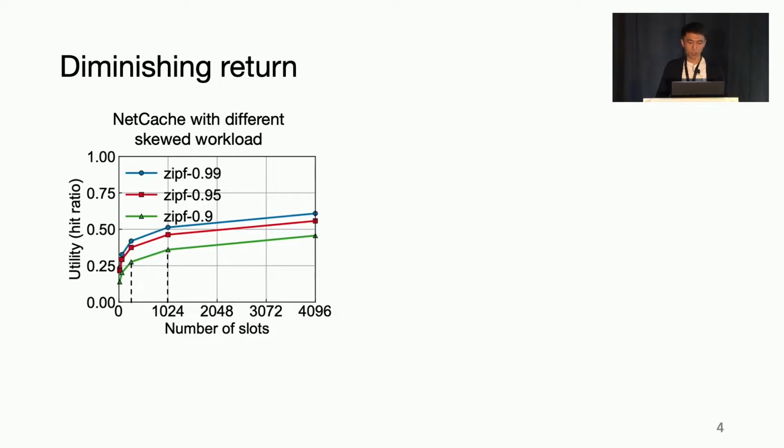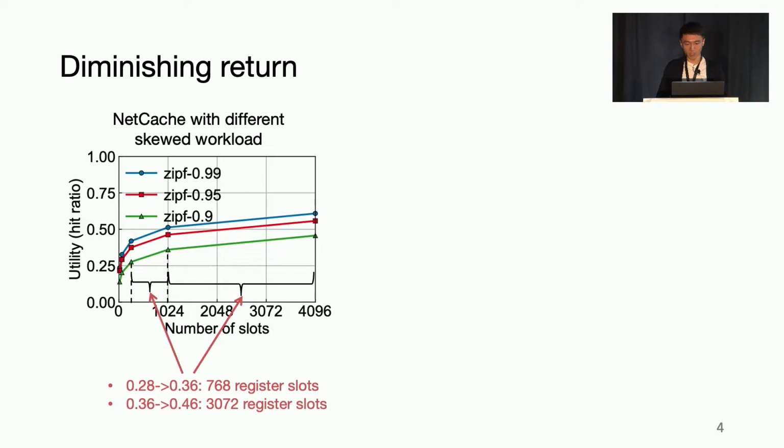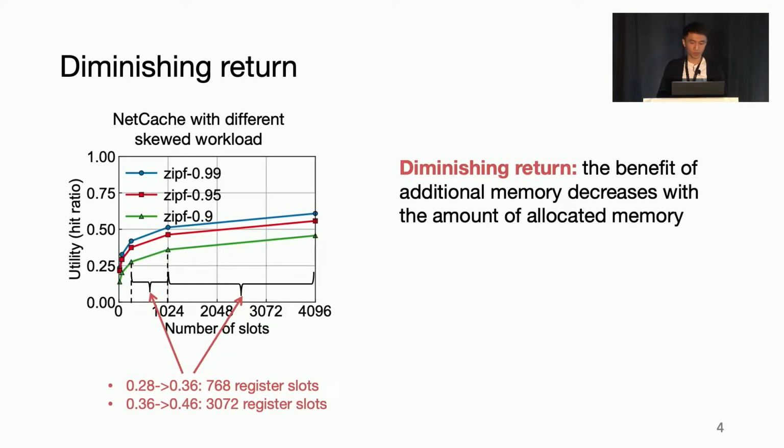Take the green line with Zipf 0.9 as an example. We only need 768 register slots to increase the utility from 0.28 to 0.36. But if we want to increase the utility further by 0.1, we need more than 3,000 extra register slots. So diminishing return means the benefit of additional memory decreases with the amount of allocated memory.